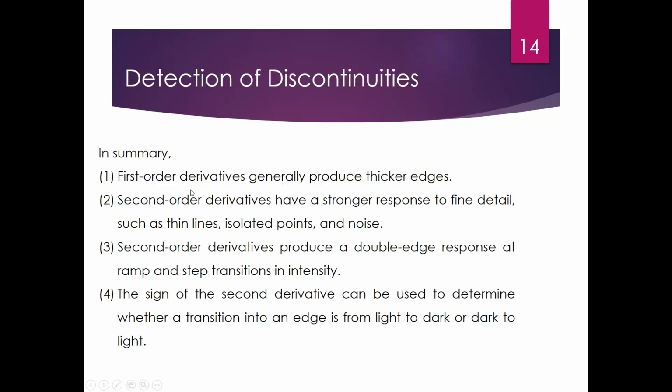So in summary, the first order derivative generally produces a thicker edge. The second order derivative has a stronger response to fine details such as thin lines, isolated points and noise. The second order derivative produces a double edge response at the ramp and step transitions in intensity. And the sign of the second order derivative can be used to determine whether a transition into an edge is from light to dark or dark to light.